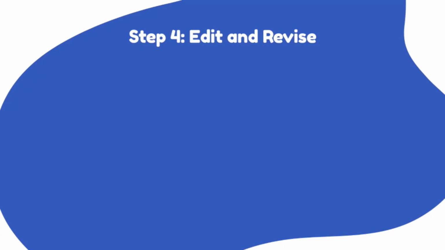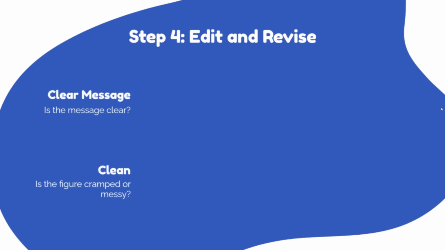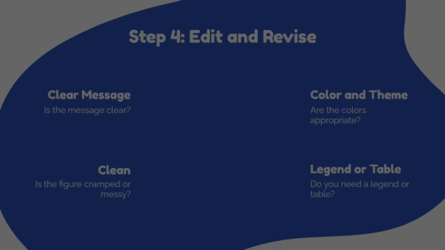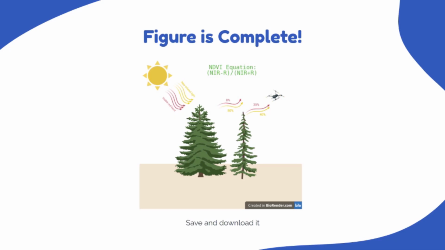Now that I'm done creating my figure, I can move on to step 4, which is edit and revise. Some things that you can ask yourself when you're editing and revising is: is the message clear enough for people to understand? Is the figure really cramped or messy? Is there any way I can clean it up? Are the colors appropriate and professional? And do I need a legend or table to fit all the information from the figure? After you're done with step 4, you're done with your figure.